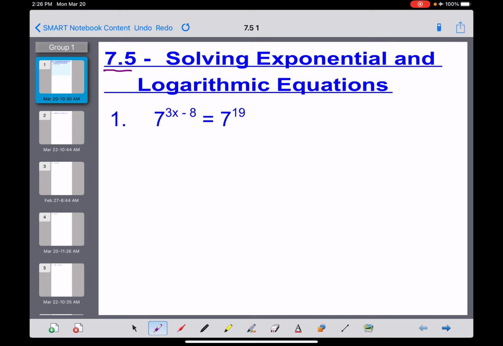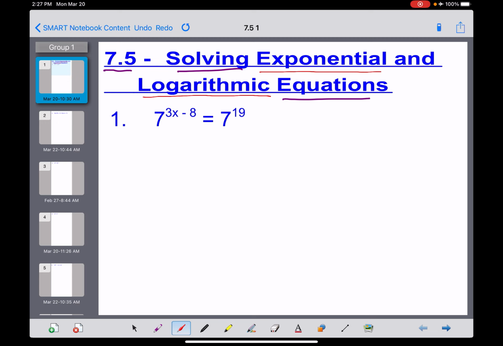So I want to remind you guys that pretty much the number one thing that we do in algebra, whether it's algebra 1 or algebra 2, is we solve equations. And in almost every chapter of Algebra 2, we're learning a new style of equation that we haven't dealt with before, and we're learning how to solve that. Well, now in 7.5, we get into two new types of equations, everybody: exponential equations and then logarithmic equations.